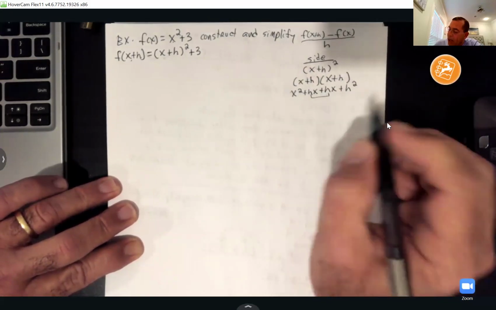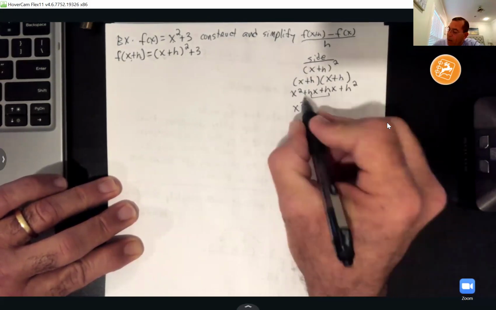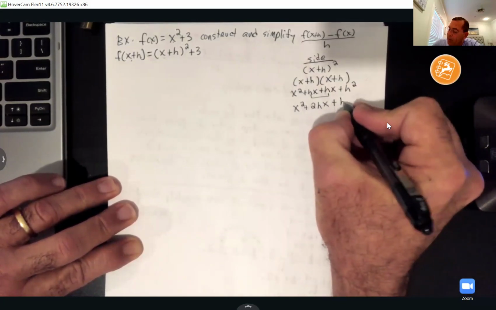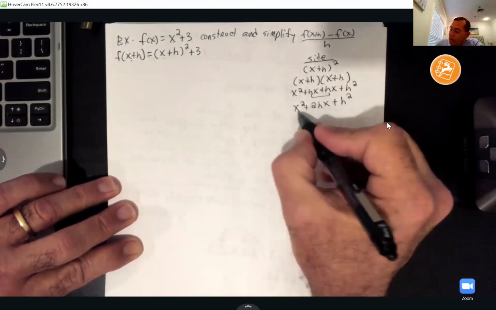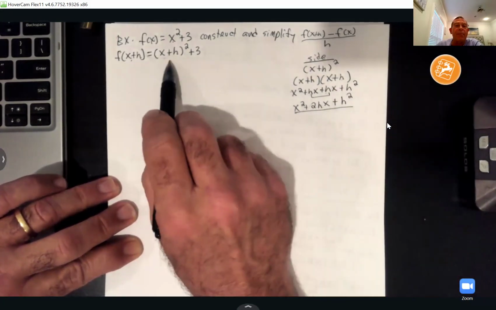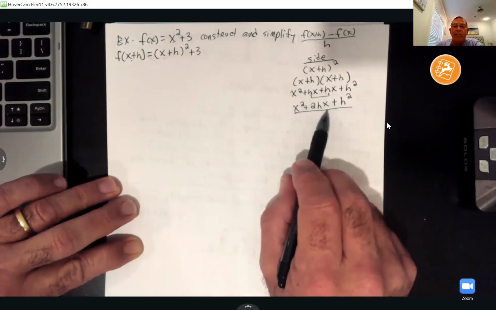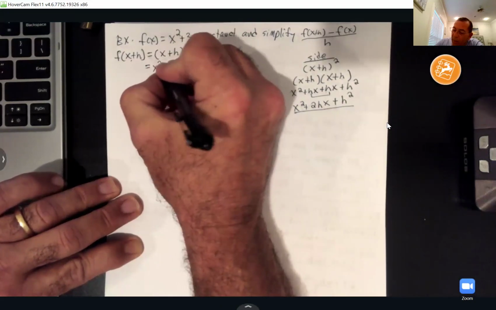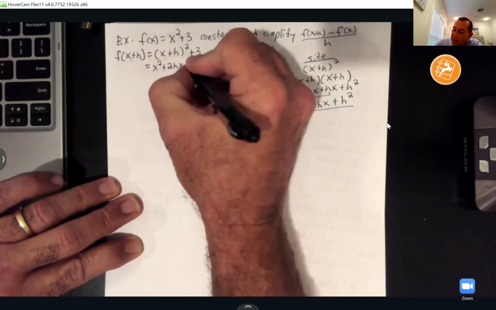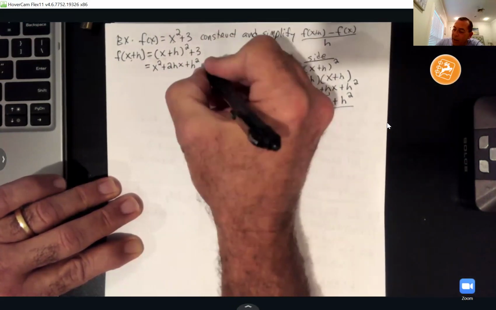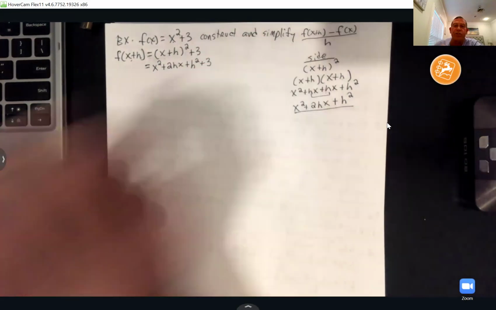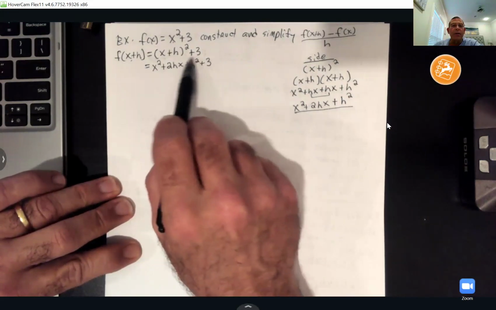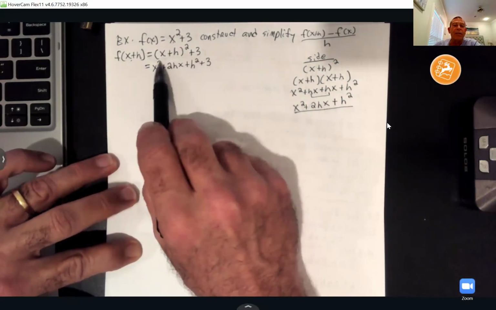I'm going to add the like terms, so I get my x squared, 1 plus 1 gives me 2hx plus h squared. So y'all save that right there, because anytime you get an x plus h squared, you're going to replace it with that. So that gives me x squared plus 2hx plus h squared, and then my plus 3. Y'all look at that. No like terms. So that's as far as we can go with f of x plus h.